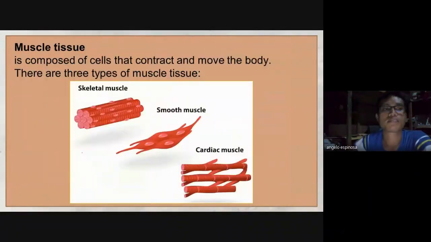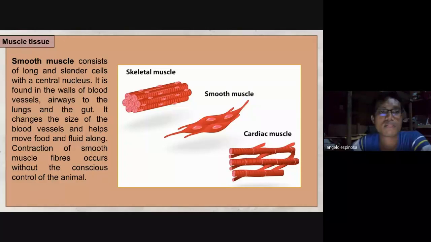Okay? And we have muscle tissues. Muscle tissue is composed of cells that contract and move the body. There are three types of muscle tissues. We have skeletal muscles, smooth muscles, and cardiac muscles. Okay, so smooth muscles. Alam ni Jason yung sagot noon kasi they attended the class last time.